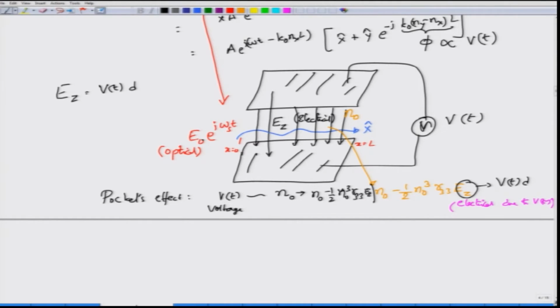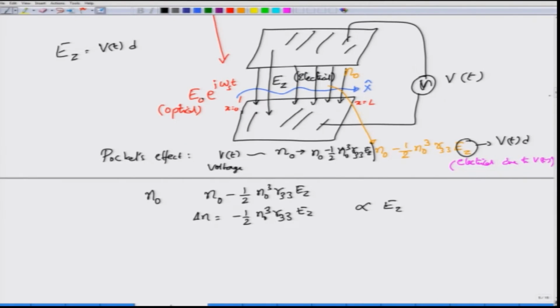So Pockel's effect implies that you take the voltage that you can apply, and then change the optical refractive index. This change in the refractive index, which is half N0 cube R33 Ez, will be linear in electric field. Initially the refractive index was N0, and after you have applied the voltage it has become N0 minus half N0 cube R33 Ez. So the change in the refractive index is delta n equals minus half N0 cube R33 Ez. This change is some constant times Ez, so this is called the linear Pockel's effect.